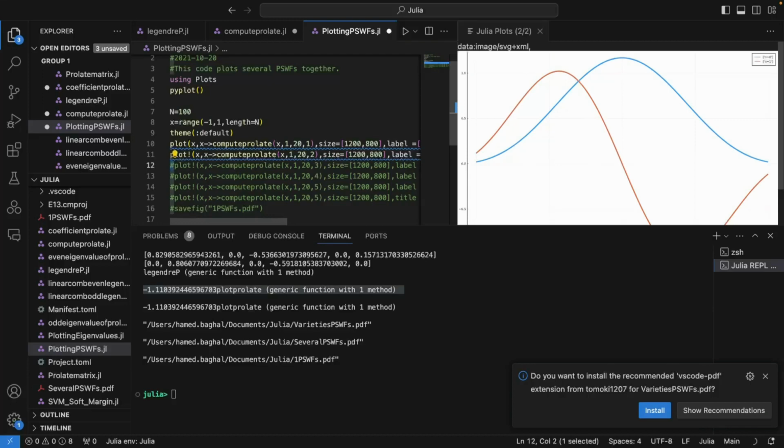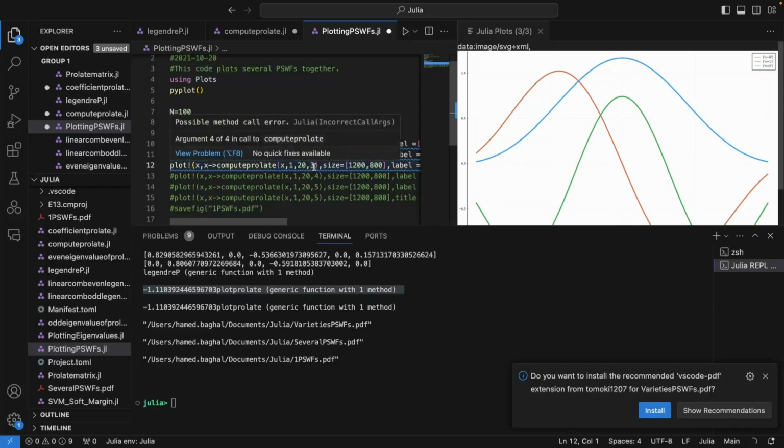And can I have the third one? Should have. This one is 1, 2, like 3, 2 zeros in the Prolate number 3, or Prolate order 2.